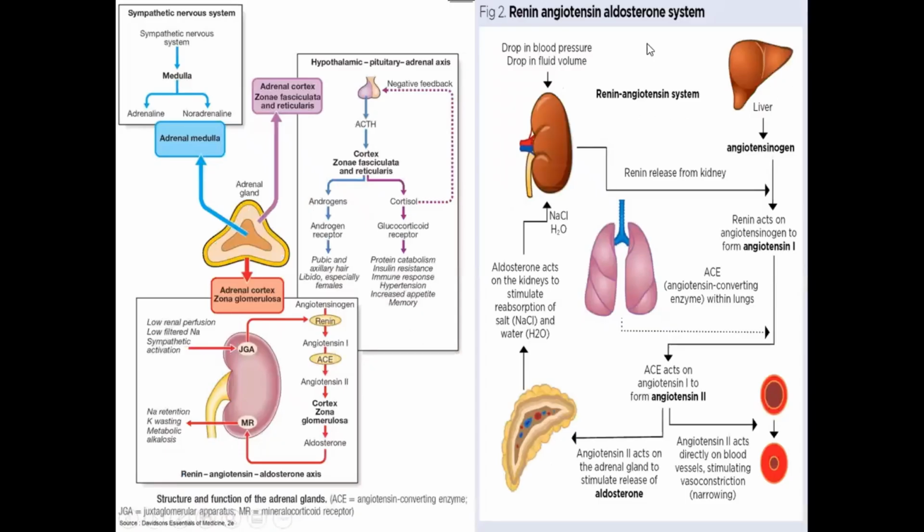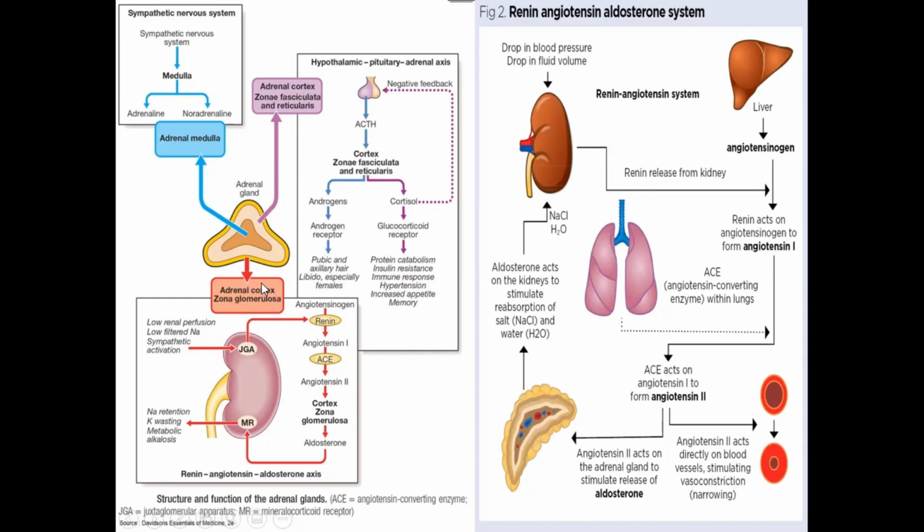So how do they affect? You can see here your sympathetic nervous system. Sorry, this is your renin-angiotensin aldosterone system that I mentioned. So what is important in the renin angiotensin aldosterone system? You have your hypothalamic pituitary adrenal axis. Your ACTH stimulates your cortex, zona fasciculata, and zona reticularis. So what do they do? They stimulate cortisol, the glucocorticoid receptor goes through this, androgens and effects here. So your adrenal cortex, zona fasciculata and reticularis, and the adrenal medulla, the sympathetic nervous system, is your adrenal medulla, right?